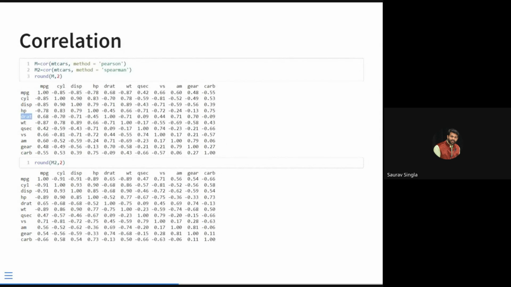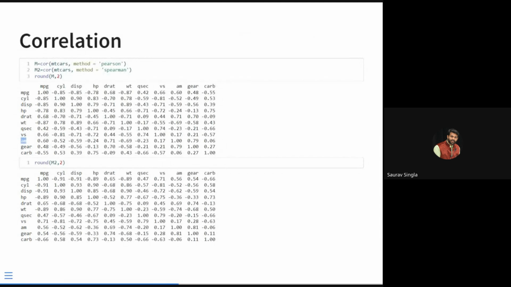This I forgot to write. This is weight. This is quarter mile time. This is whether the car is automatic. mtcars means the motor cars dataset. This dataset consists of data from many cars. Let me show you this data if I can.